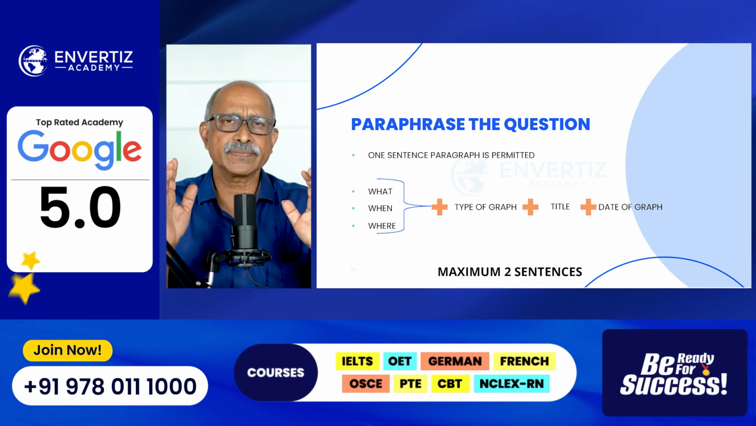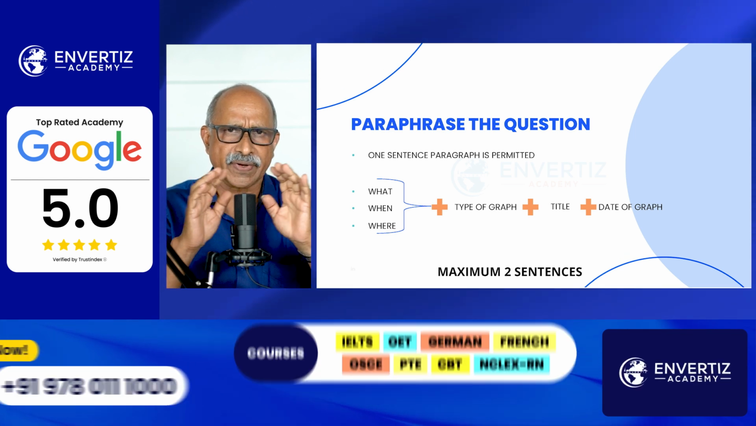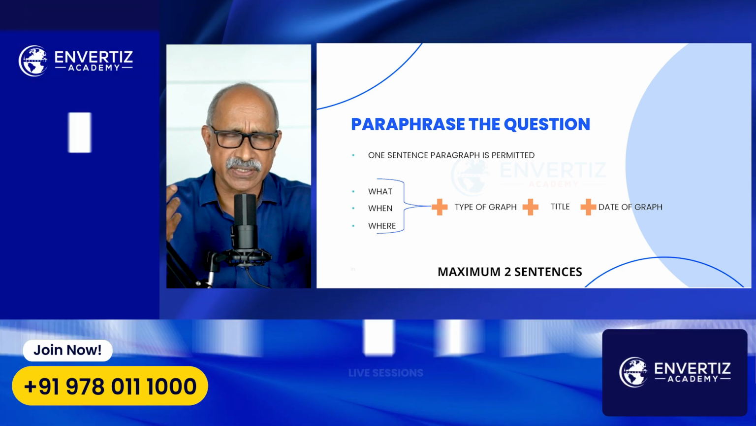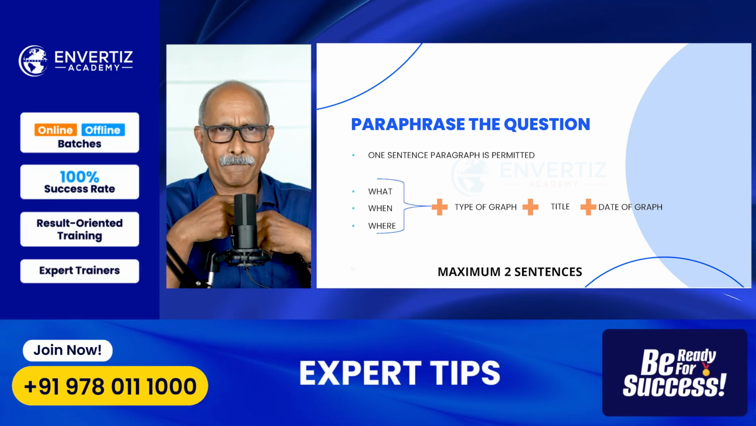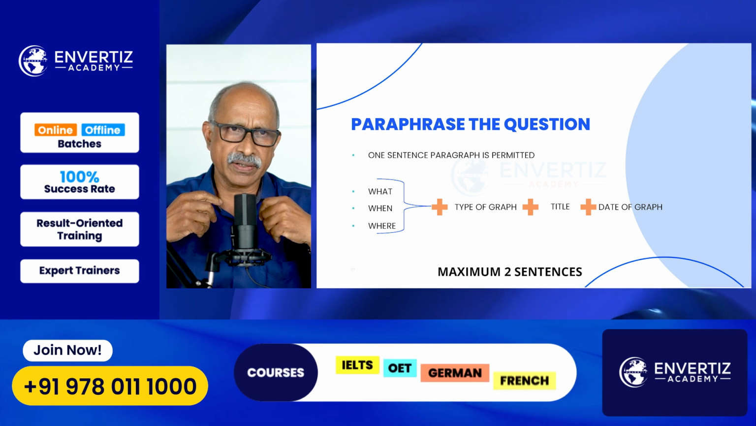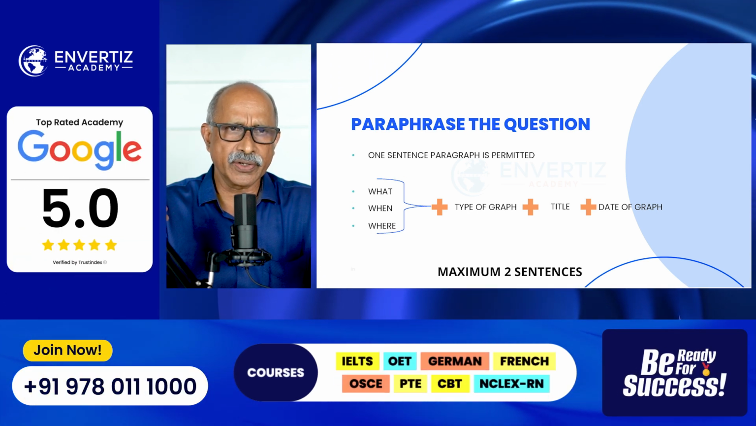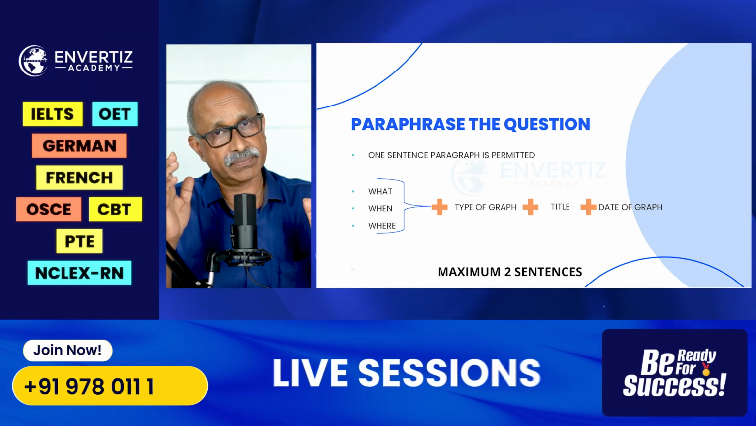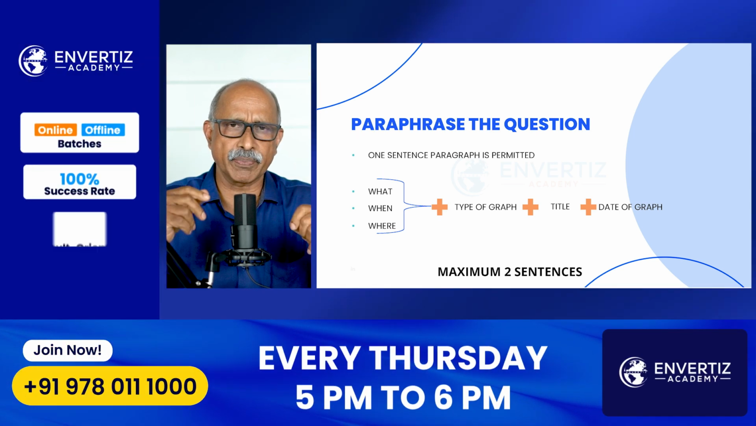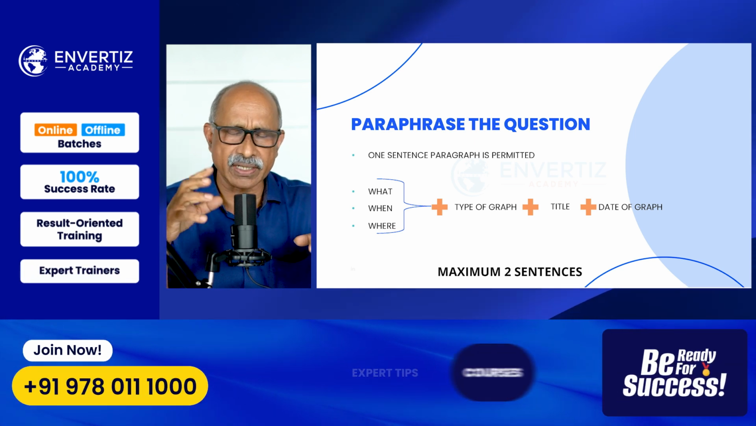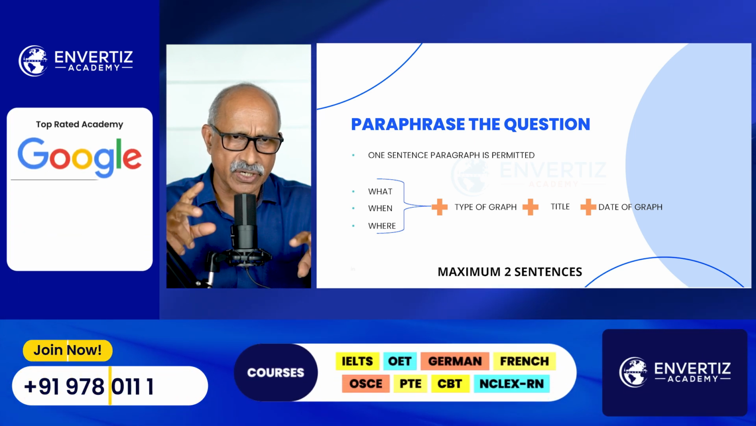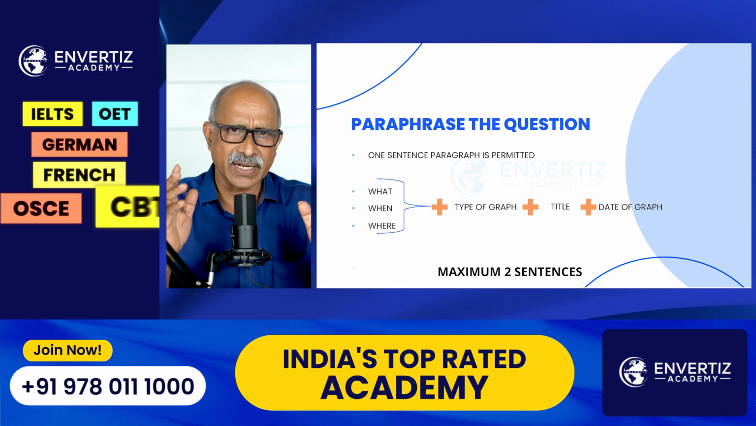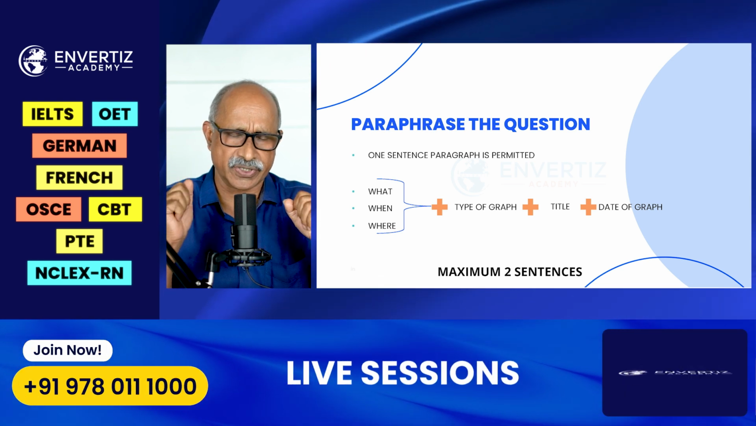Introduction is the first paragraph, and the first paragraph you have just to paraphrase the question. Paraphrase means write the question in your own words without changing the meaning. And when you write the introduction, you can even write a one sentence paragraph. Usually when you write a paragraph, there should be more than one sentence. But in IELTS task 1 writing, in the introduction as well as in overall, even if you write one sentence as a paragraph, it is accepted.